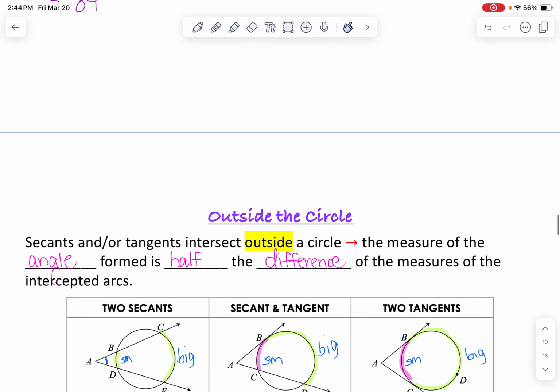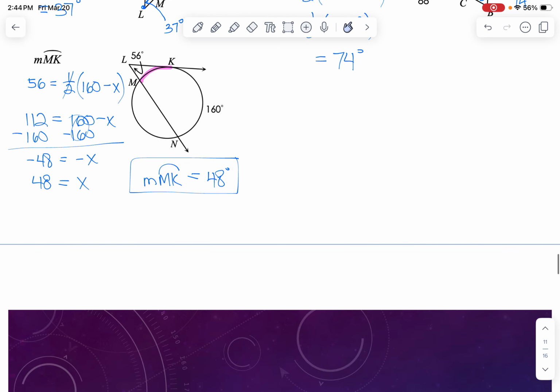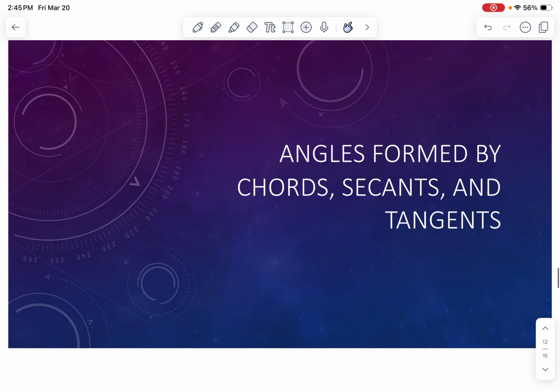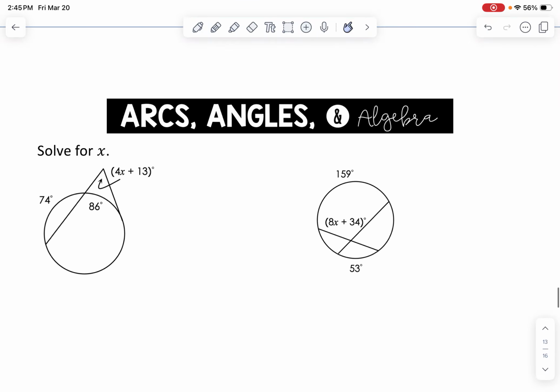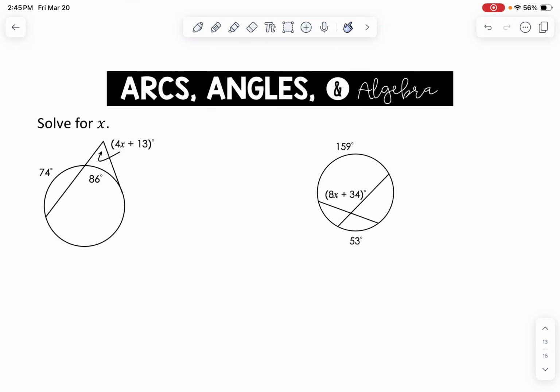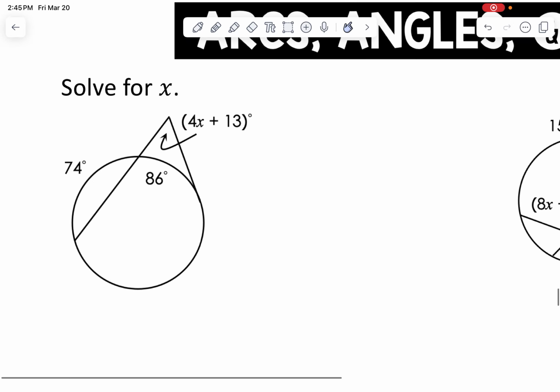If they intersect outside of the circle, then there's a couple different scenarios, but essentially you find the angle by subtracting the big arc and the small arc and then cut it in half. Okay, so now let's take a look at a couple of problems where we have to use a little bit of algebra along with the learnings from last time. In this first problem, it says solve for x.